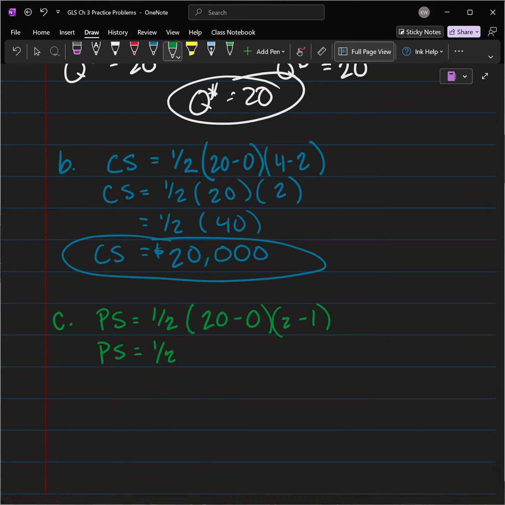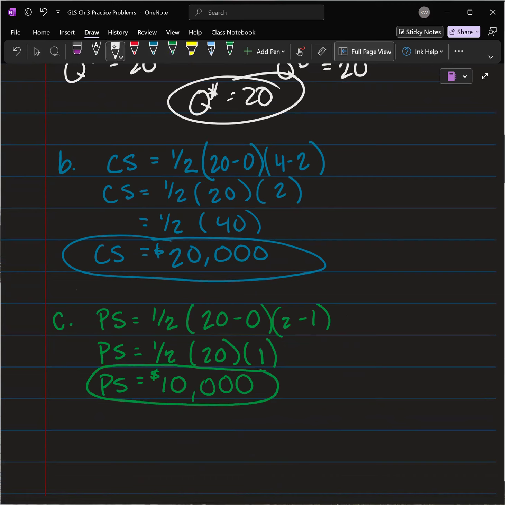So we'll have producer surplus equal to 1/2 times 20 minus 0 gives us 20. 2 minus 1 gives us 1. So we have 1/2 of 20, which is 10. And remember, quantity is measured in thousands. So we're just going to multiply this final answer by 1,000. And that gets us that producer surplus is equal to 10,000.